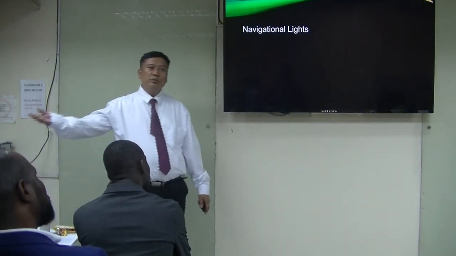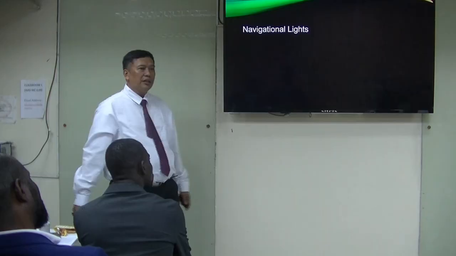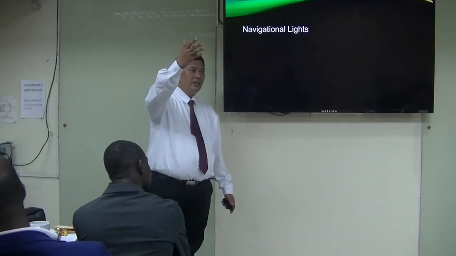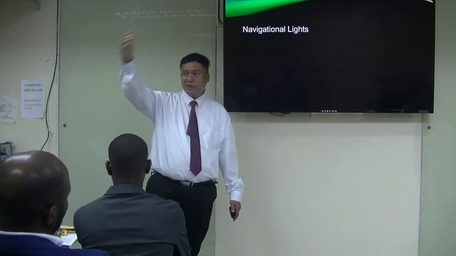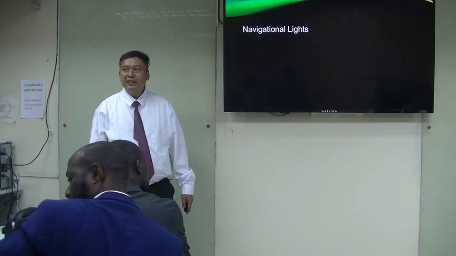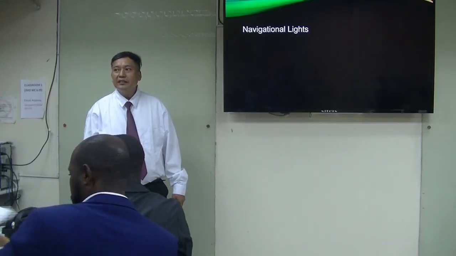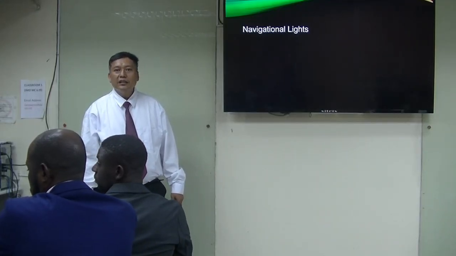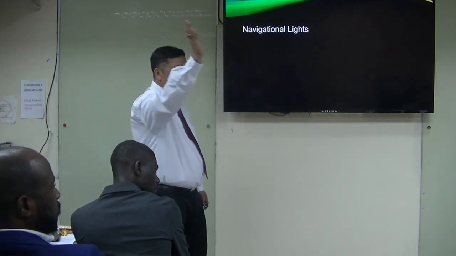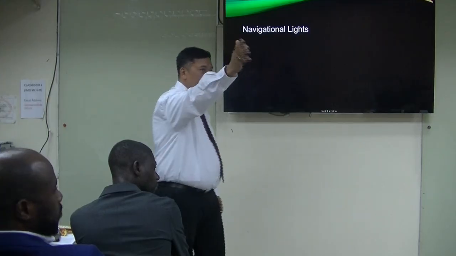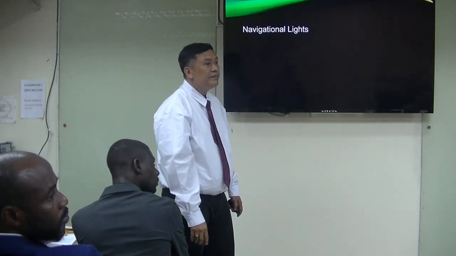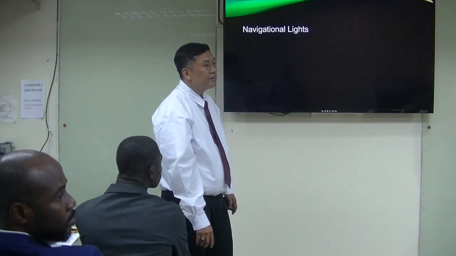So, can anyone from you tell me about navigational light in simple words? From deck side, anyone? Sure. Navigation lights are the lights that are being used by the ships for the safety of the vessel during the night. Okay. Can I have one more idea regarding navigational lights? Sir. Navigational lights are exhibited by ships during navigation.